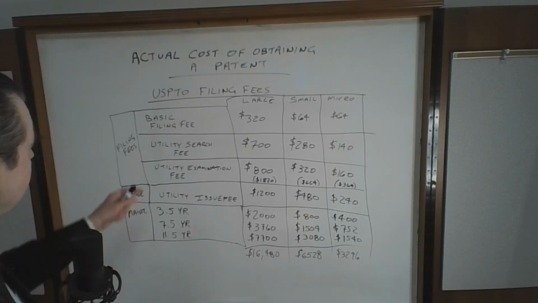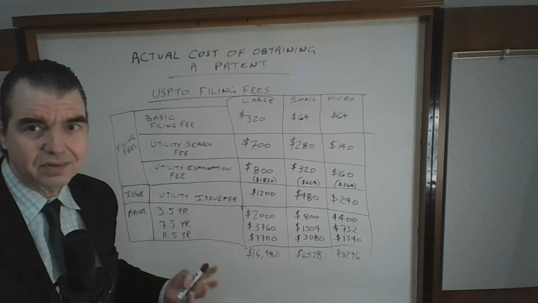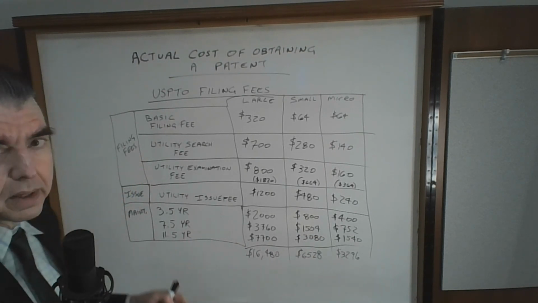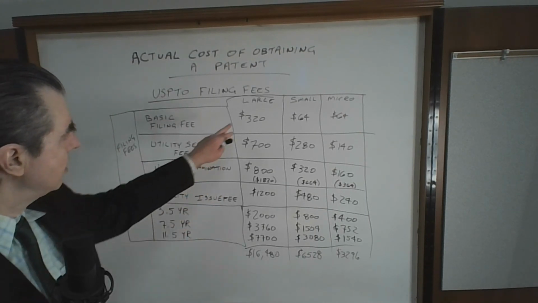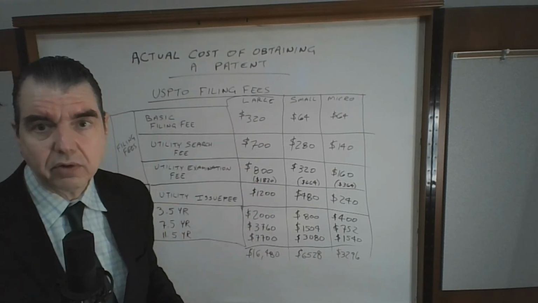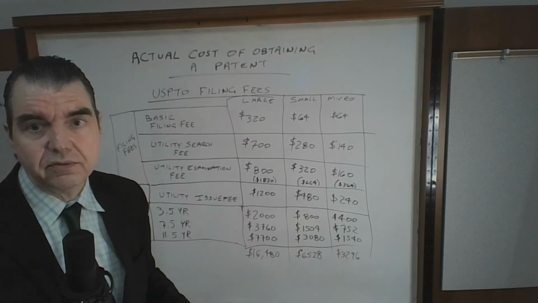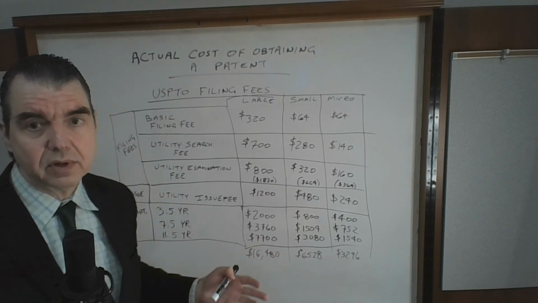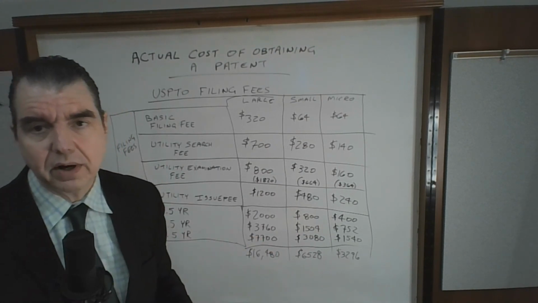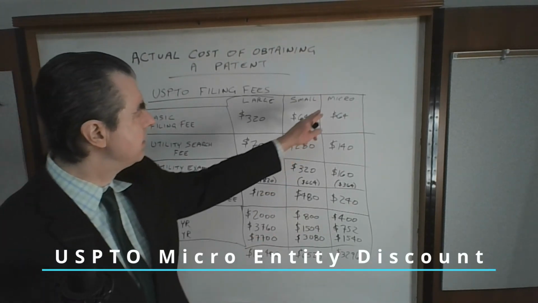So as you can see, the USPTO has different tiers of how you pay the fees depending on the size of the entity that you qualify for. A regular large entity like a Fortune 500 corporation is going to pay large entity fees. If you're a small business entity, you're entitled to pay small business entity fees. And if you can qualify as a micro entity, you can pay the micro entity fees.